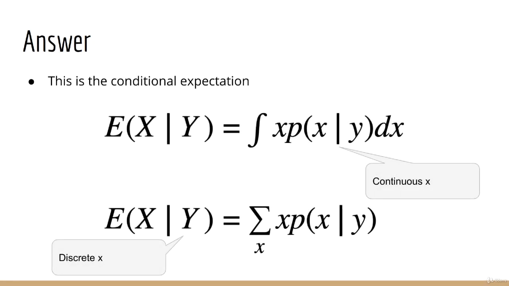So this is called the conditional expectation. It's analogous to the previous expectation we looked at. The random variable is still x, but now we take the integral over x times p of x given y. In other words, we use the conditional distribution instead of the marginal distribution.